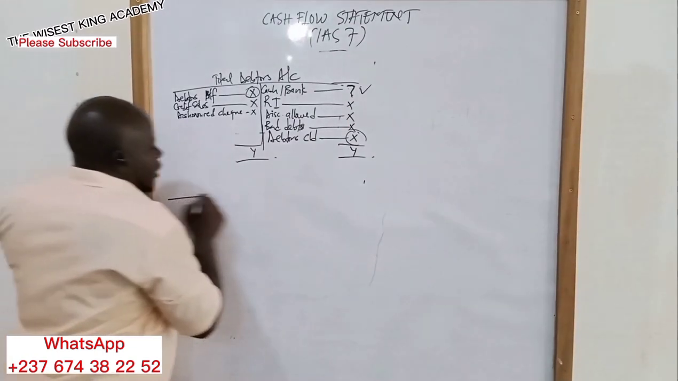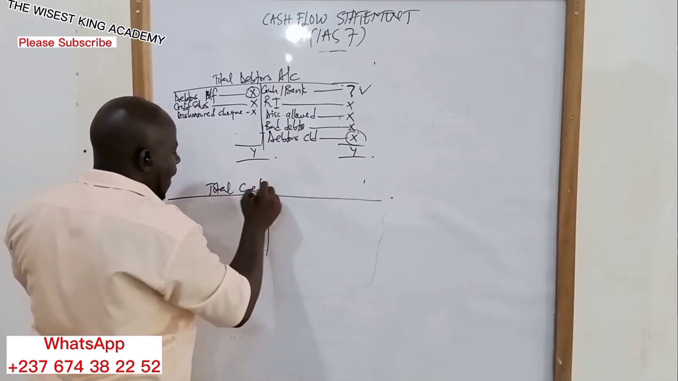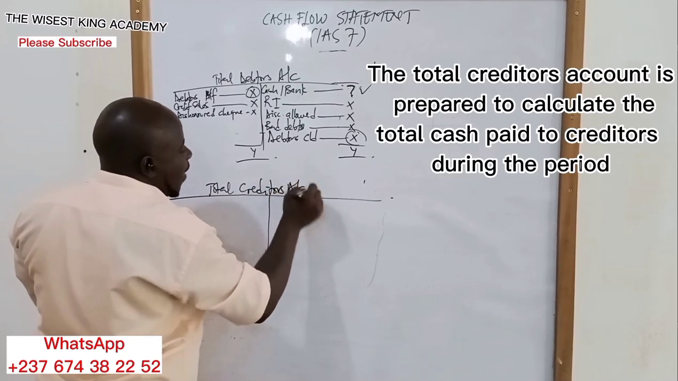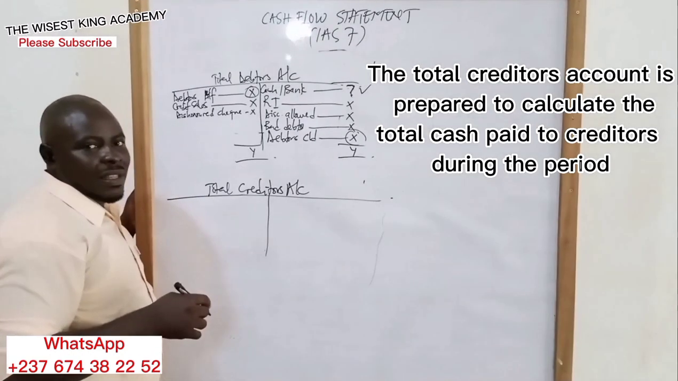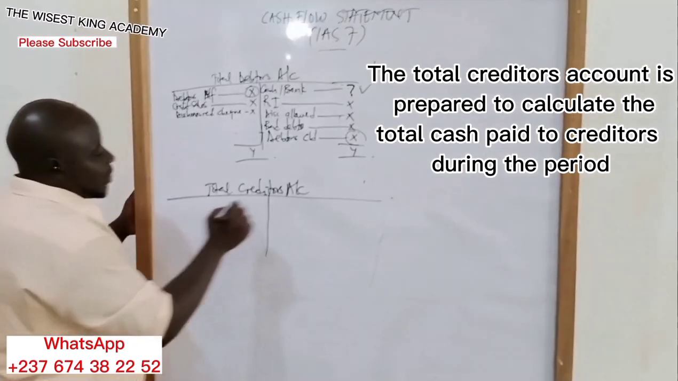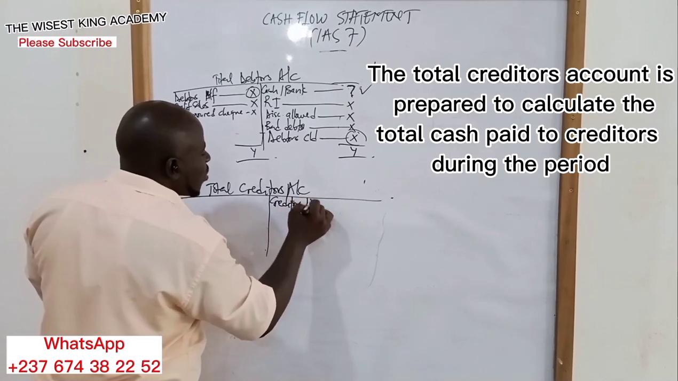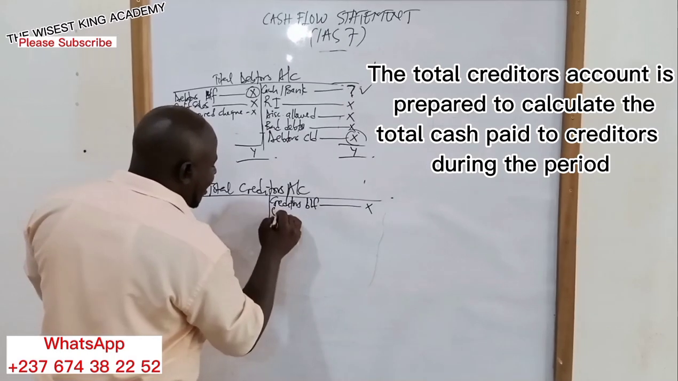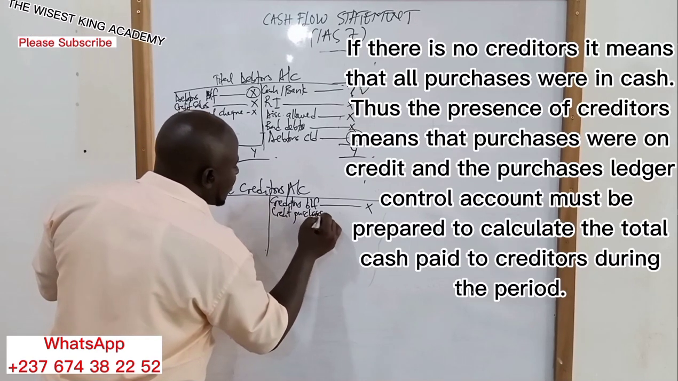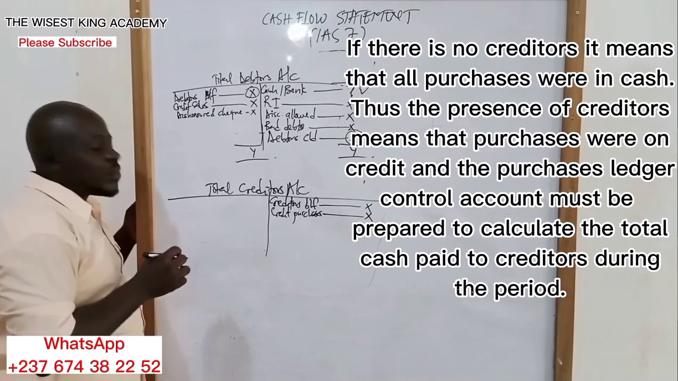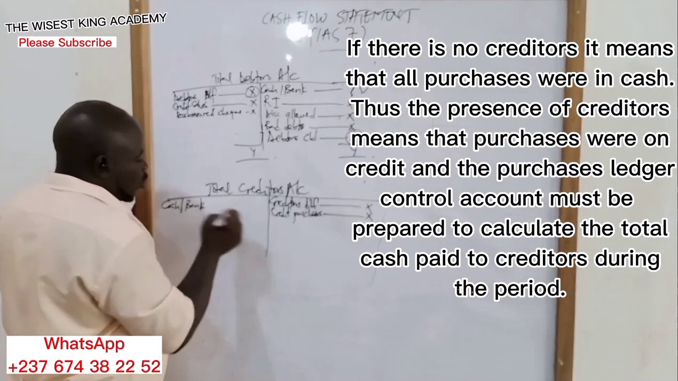Now, the purchases ledger control account, or the total creditors account, is actually prepared to determine the cash and check paid to creditors. Now we start here, we have creditors brought forward. Creditors or accounts payable brought forward. That's at the beginning of the period. Now we have credit purchases or simply purchases, which we obtain on the face of the income statement. Now we come here, we have cash or bank, cash and check paid to creditors.